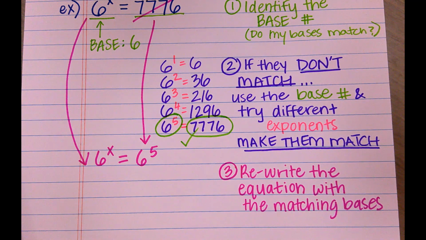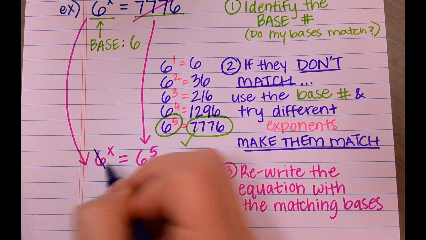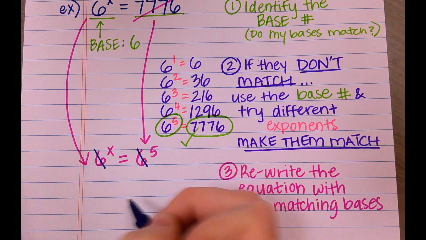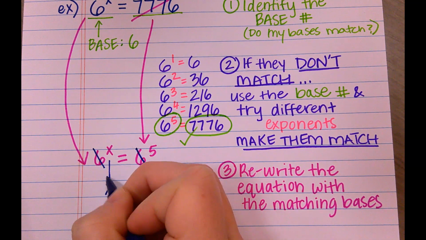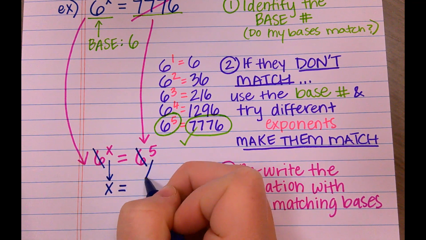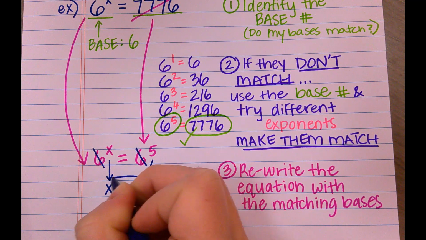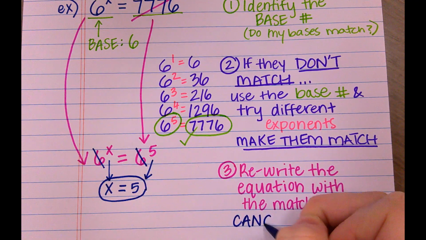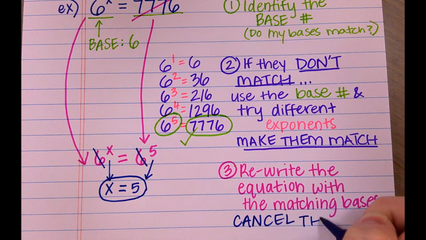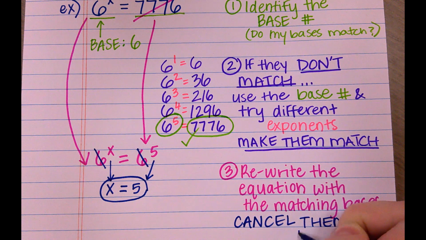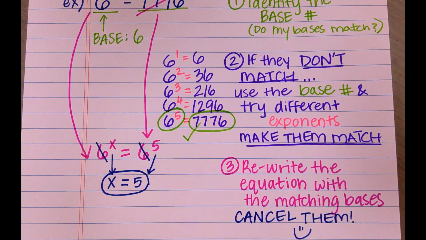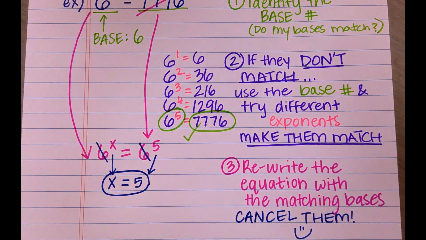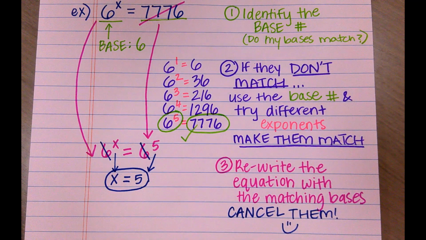Last step, once I've done that, x equals 5. Our bases cancel out because they are the same. So we bring down x equals, we bring down the 5. And that is our answer. We got x equals 5 because we were able to cancel out our same bases.